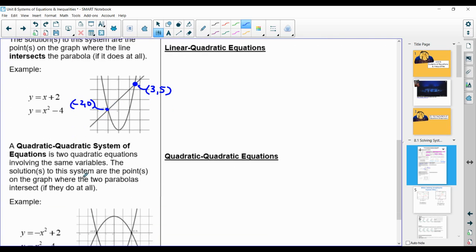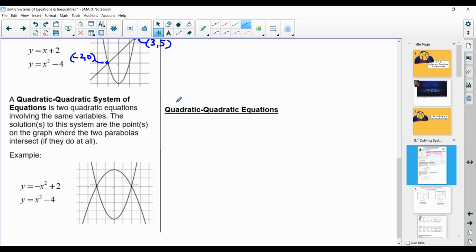Now with a quadratic-quadratic system of equations, this is when we have two quadratic equations that involve the same variables. So in other words, I have two parabolas. And so the solution is going to be, again, where those parabolas meet. With this particular example, these ones are going to be decimal values, but we would cross at (1.73, -1), and it would cross at (-1.73, 1).